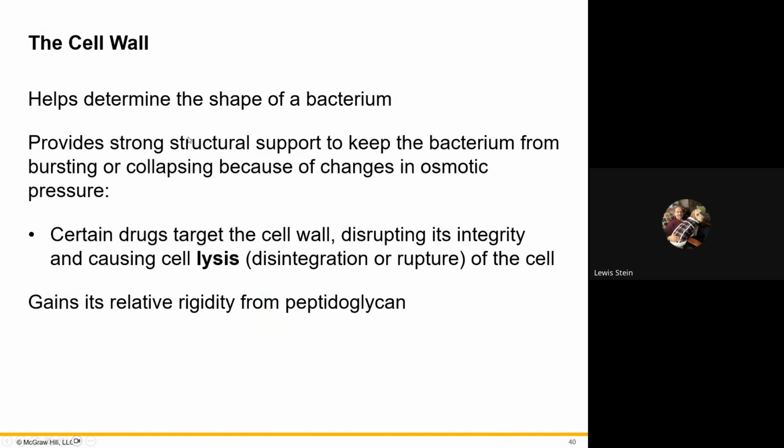So yes, it's about the shape of the bacteria. Okay, strong structural support to keep the bacteria from bursting or collapsing, and most often it bursts. And this has to do with fluid movement or osmotic pressure. When you have an infection, your body sends white blood cells, and it also sends a lot of fluid. It dilates blood vessels. You'll learn about that a little bit in immunology, and we'll talk about it here in response to disease, in subsequent chapters. And so it leads to lysis or disintegration or rupture of the cell.